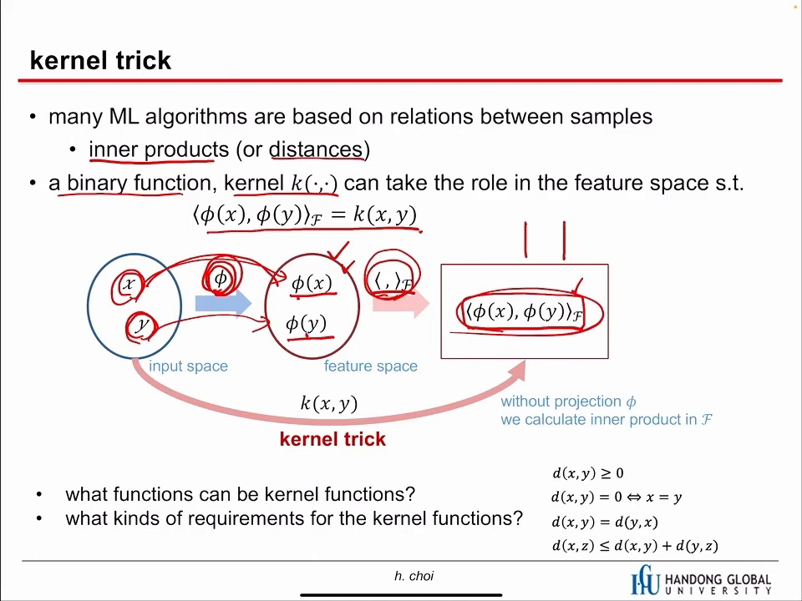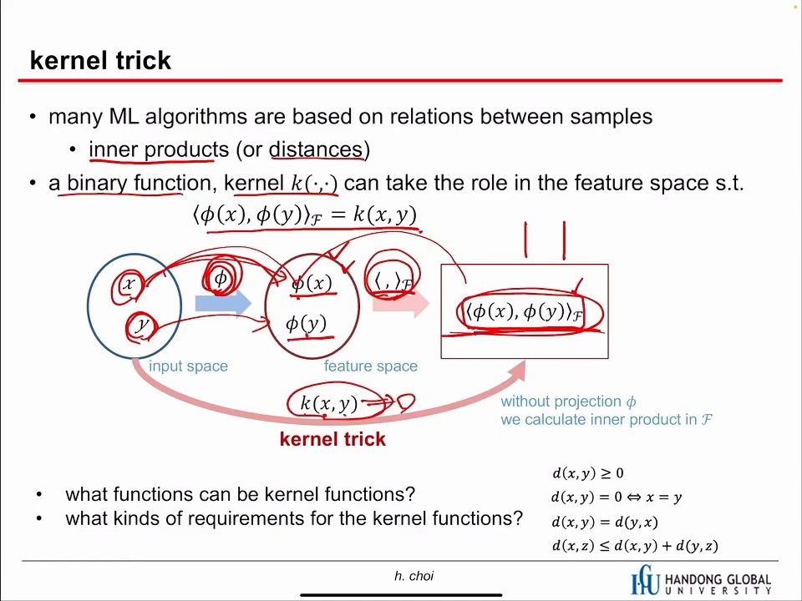Good. This is a traditional process, but the kernel trick will avoid these two complicated steps. Instead, the kernel trick will use one function, a binary function k, and k will take two vectors x and y, and it will generate one scalar value like this. So that's why we call it a trick.